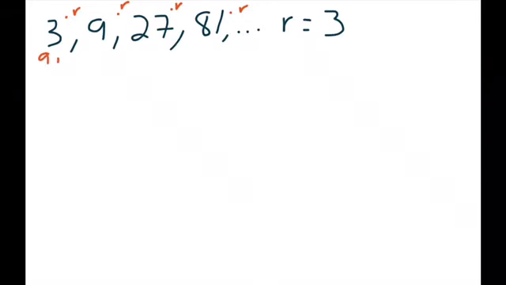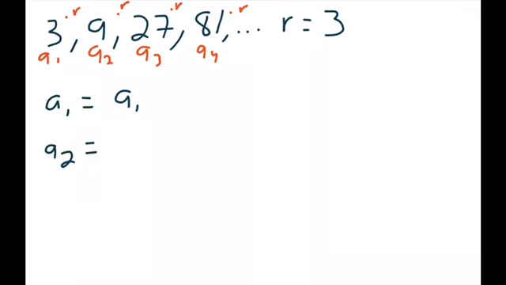I know this is a sub 1, a sub 2, a sub 3, a sub 4. So underneath where it says a sub 1 equals, we're just going to put a sub 1. And then we're going to look at a sub 2. A sub 2 equals, how do I get from a sub 1 to a sub 2? How do I get from 3 to 9? Well, I just multiply it by r. So it's a sub 1 times r. That's how I get to a sub 2.